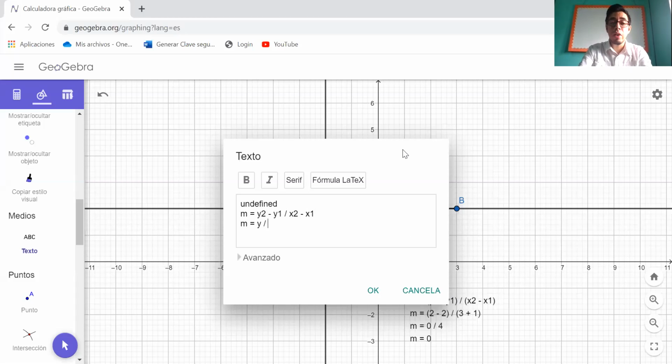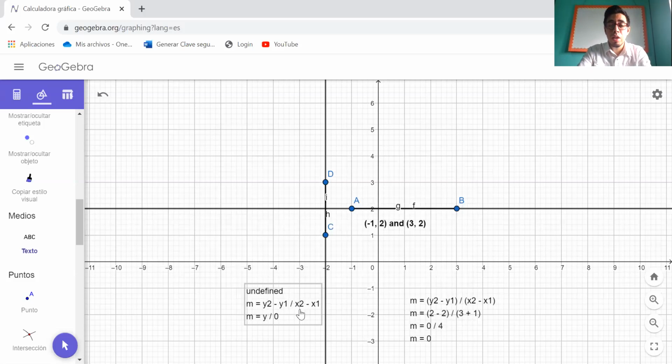The important thing here is that when you subtract x2 minus x1, you are going to obtain 0 because it's the same value for x. You can see it, right? It's the same value for x, so you are going to obtain 0. And when we divide by 0, we don't know what is the correct value. So the slope is going to be undefined when it's a vertical line, a complete vertical line like this. Okay, that's only to finish this.